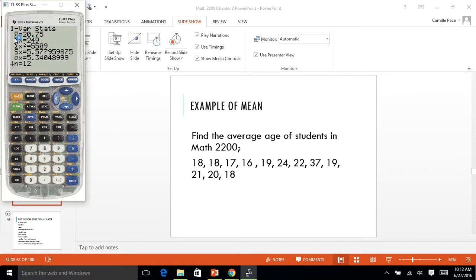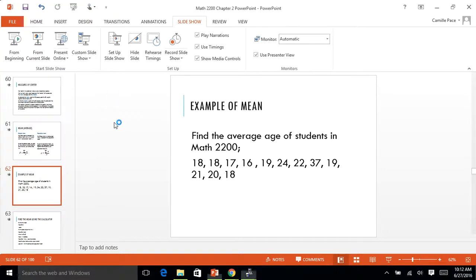The first value I see is X bar, which is sample mean. That value is 20.75, so that's my mean. As I just said, my population mean and my sample mean are the same thing, so the average age of students in this Math 2200 class is 20.75 years, and that's how you figure it out.